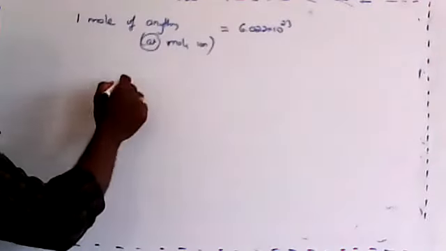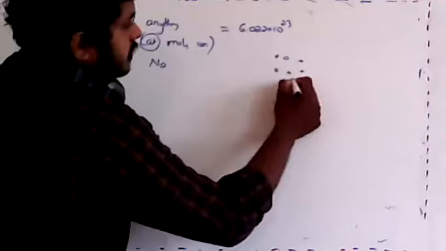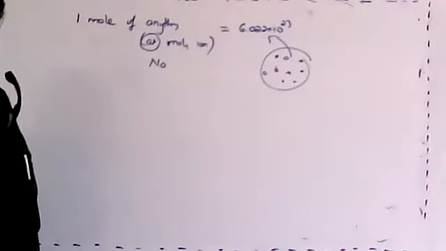For example, if you are talking about 1 mole of sodium, it contains how many? So for example, if all these are sodium, it contains 6.022 into 10 to the power 23 sodium, right?